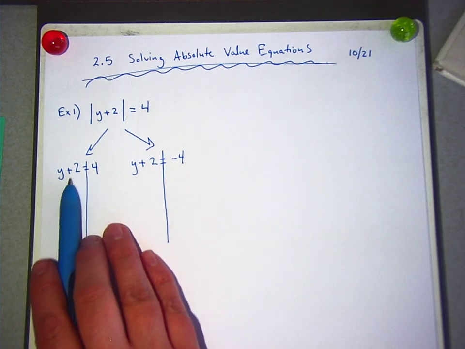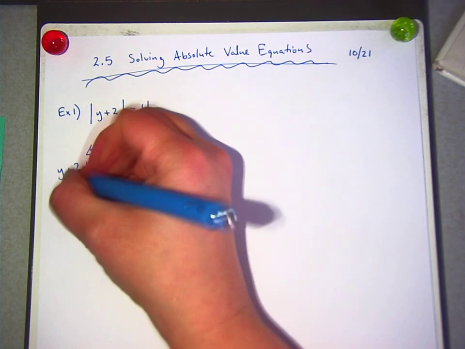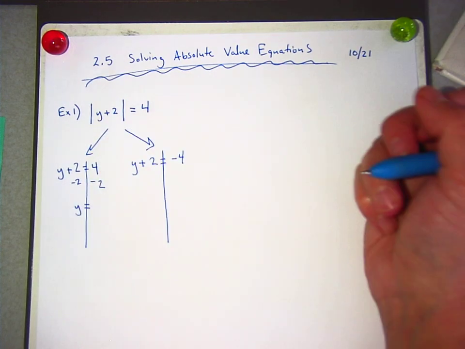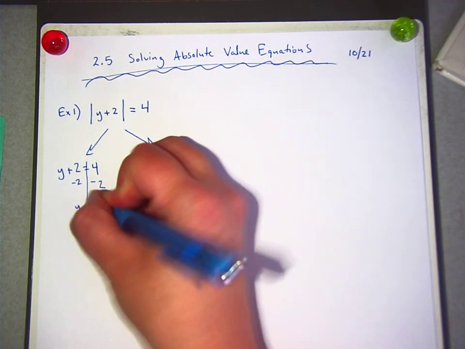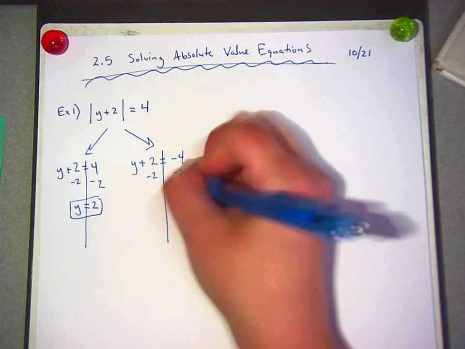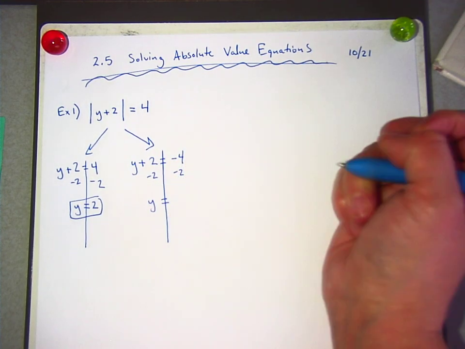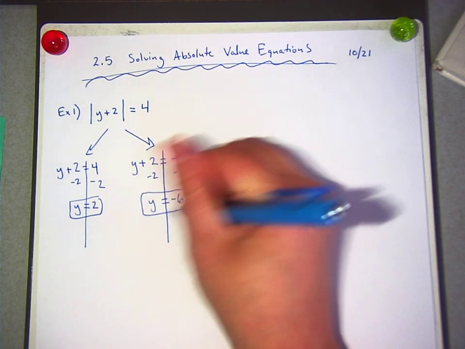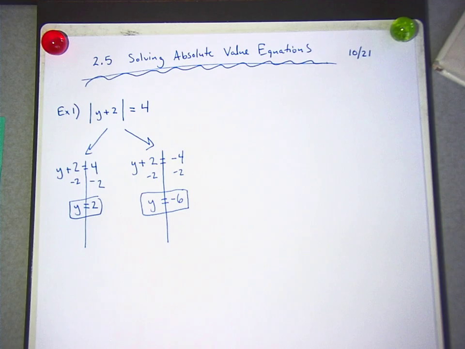All right, how do I get rid of this +2? -2. Everybody write it down. So I get y equals 2. And over here, I'm also going to -2, so it's y equals -6. Notice that sometimes it is the same number on both sides, one's positive, one's negative, but not always. Okay, it's coming back to you now?